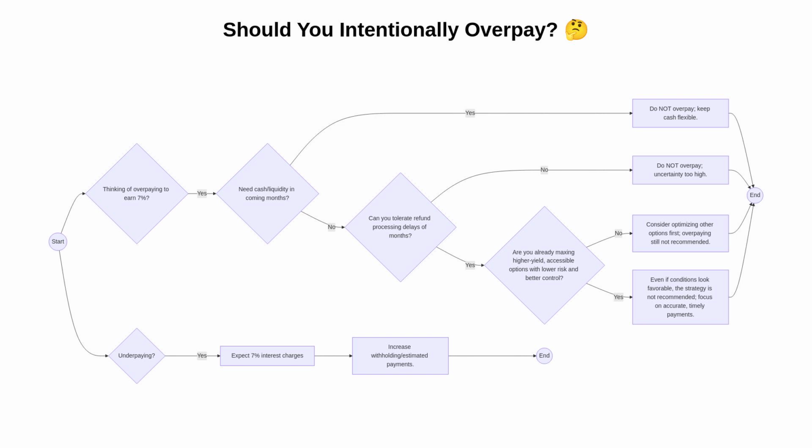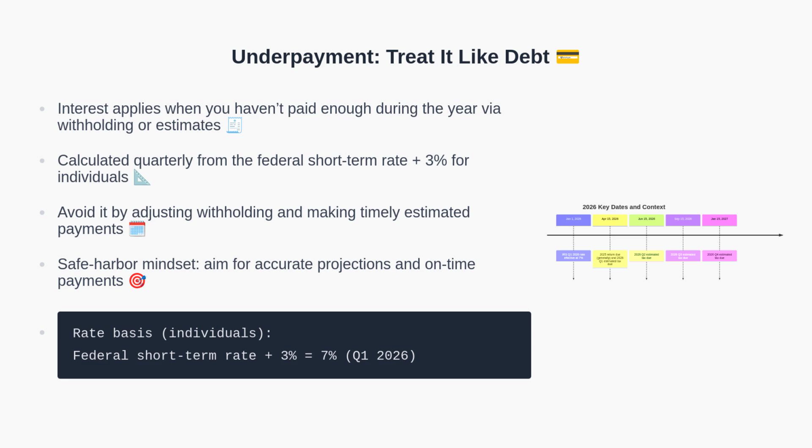Now, let's detail how underpayment interest works and the key dates involved. Underpayment interest applies when you fail to pay enough tax during the year through withholding or estimated payments. For Q1 2026, the applicable rate is 7%, calculated quarterly from the federal short-term rate, plus 3% for individuals. To avoid these charges, adjust your withholding and make timely estimated payments aligned with the standard due dates, usually mid-April, mid-June, mid-September, and mid-January of the following year.